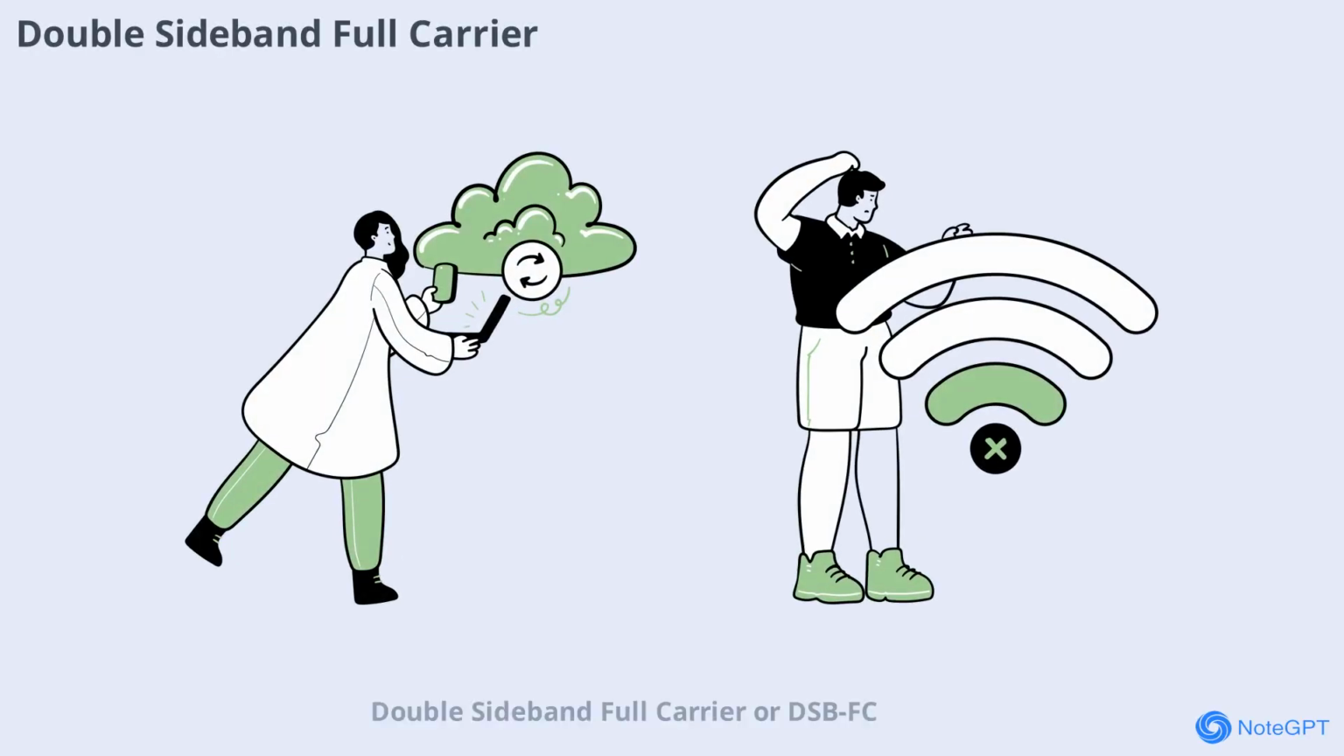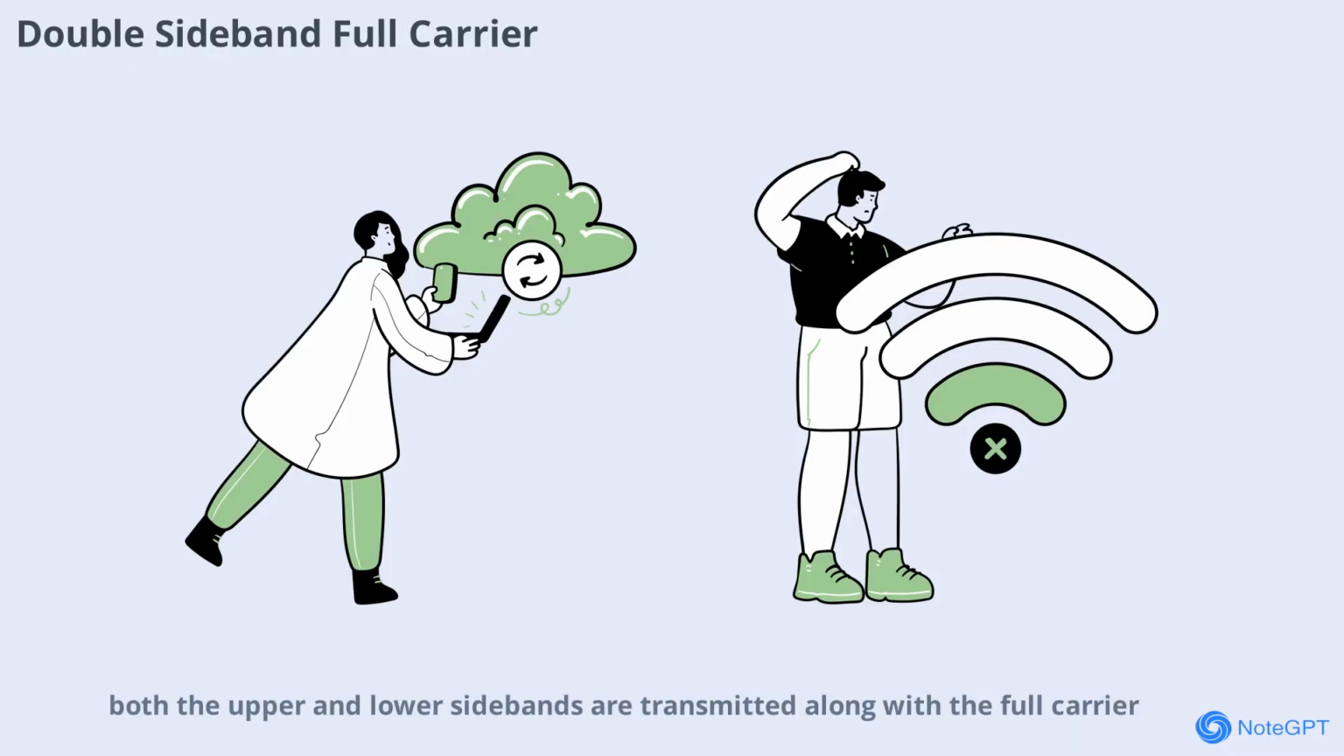Double sideband full carrier, or DSB-FC, is the standard form of AM used in most radio broadcasts. In this method, both the upper and lower sidebands are transmitted along with the full carrier. While this approach is simple and easy to implement, it is not very power efficient because a large portion of the transmitted power goes into the carrier, not the information-carrying sidebands.